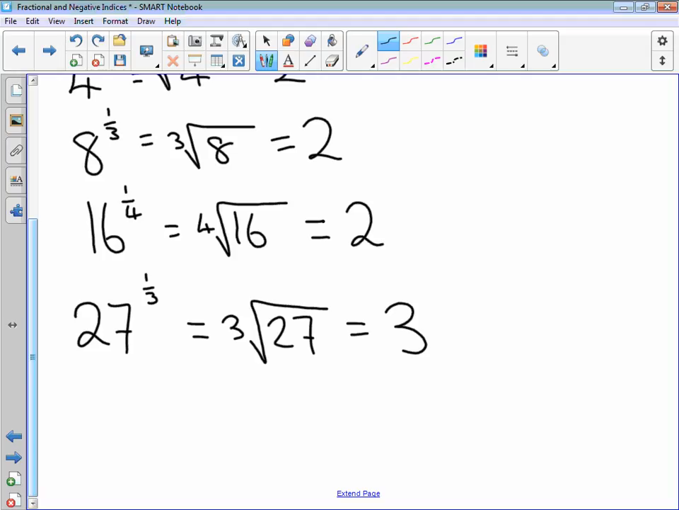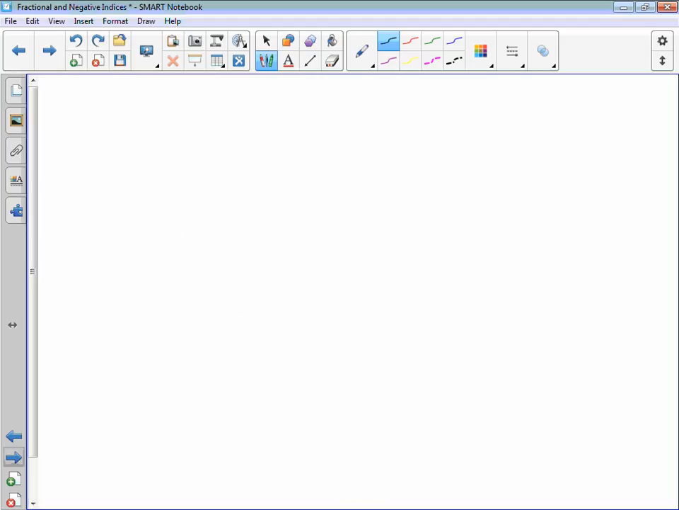You should always be suspicious when you're asked to calculate these in a non-calculator paper. They will be numbers that are square numbers, made by squaring whole numbers, or cube numbers, made by cubing whole numbers. So you may find that the numerator is not always going to be 1.